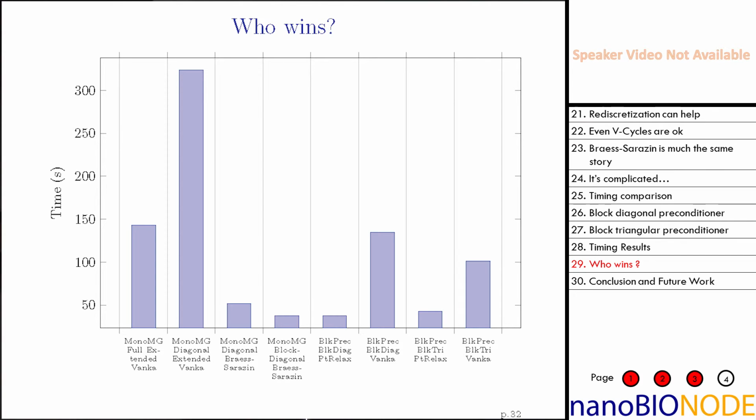So who wins? This is just total time to solution of all of the different methods. You can see that monolithic multigrid diagonal extended Vanka takes a really, really long time. All of the Vanka bars are sitting high. But the monolithic multigrid Braess-Sarazin method is around 38 seconds, and so is the block preconditioning with the block diagonal method with Gauss-Seidel here. So, yeah.